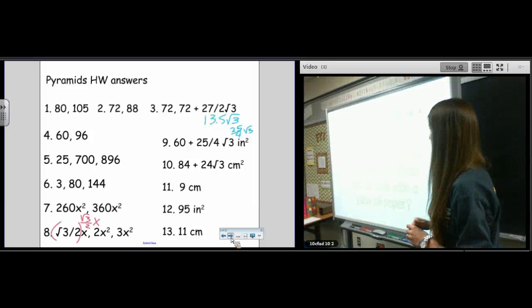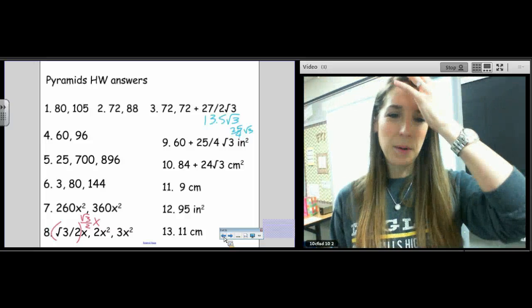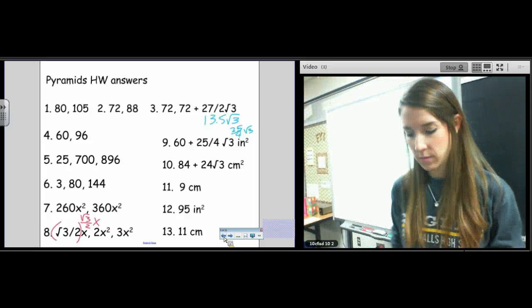Okay, next page. Oops, there is no next page. Okay, that's all of them. All right, sorry. So we're working number 8, okay?